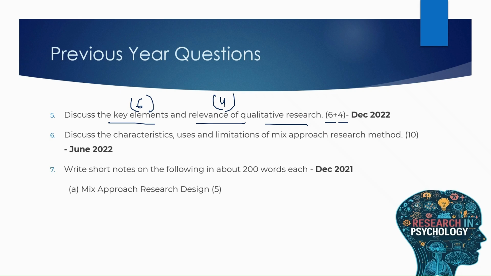All right. Then in June 2022, we had this question, discuss the characteristics, uses and limitations of mixed approach research method for 10 marks. Then in December 2021, we had another 5-mark question on mixed approach research design. All right. So that was all about block 2. Unit 5 was the last unit of block 2. So I hope you understood qualitative research method. We have been discussing qualitative and quantitative in a lot of videos, right? So I haven't gone into much detail of most of it.